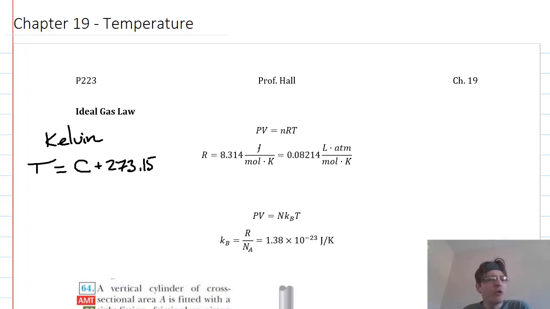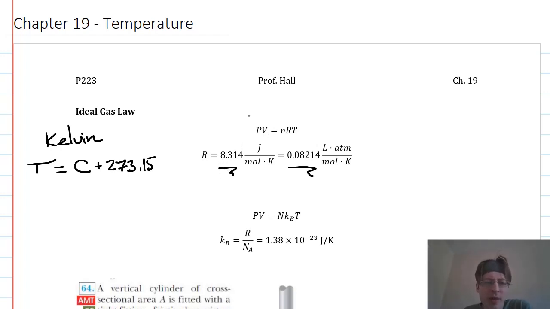The value of R depends on what units you're using to measure the pressure and the volume. For example, if you use atmospheres and liters for pressure and volume, then the value of R is 0.08214. However, if you use standard metric SI units of pressure and volume, then you use a different constant. There's a conversion factor that's needed, and you measure it with a value of 8.314.